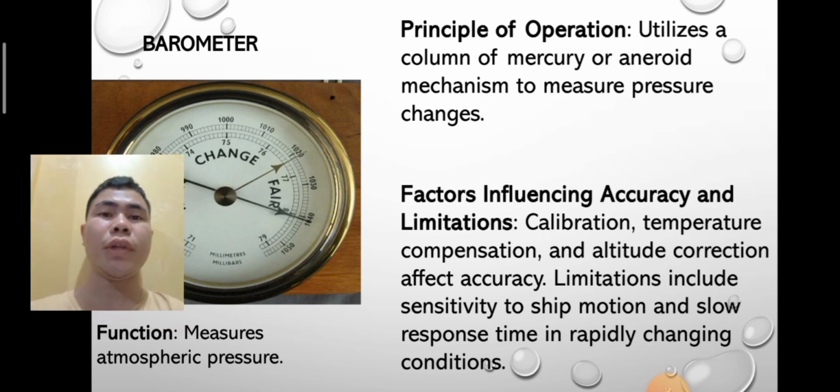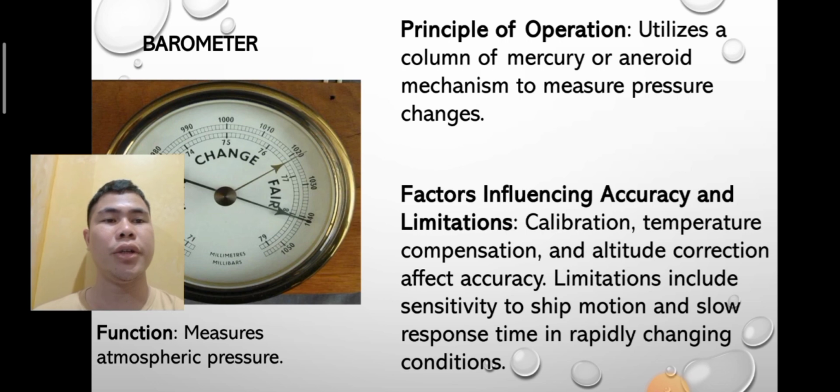So, the function of the barometer is it measures atmospheric pressure. Principle of operation of the barometer is it utilizes a column of mercury and aneroid mechanism to measure pressure changes.